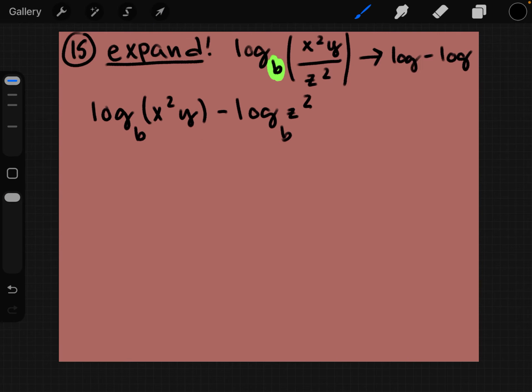Okay, now we keep going. Anytime there's things that are multiplied, we can expand that. Our base, we won't forget it.